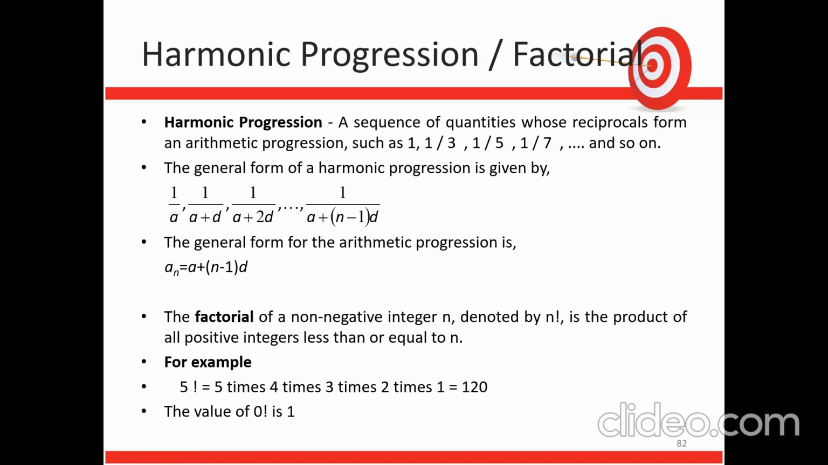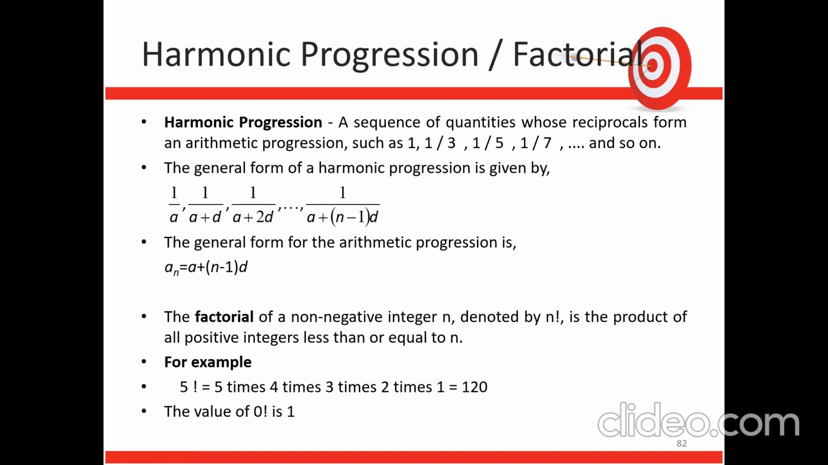So the general form for the arithmetic progression is a sub n is equal to a plus n minus 1 times d. So that's the harmonic progression. Okay? The factorial of a non-negative integer. So, the factorial is always positive.